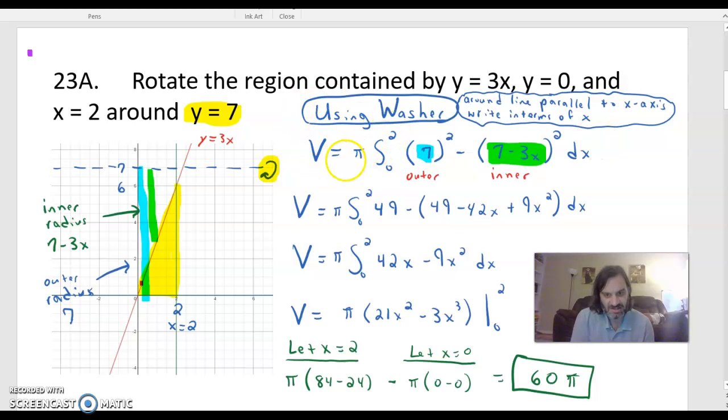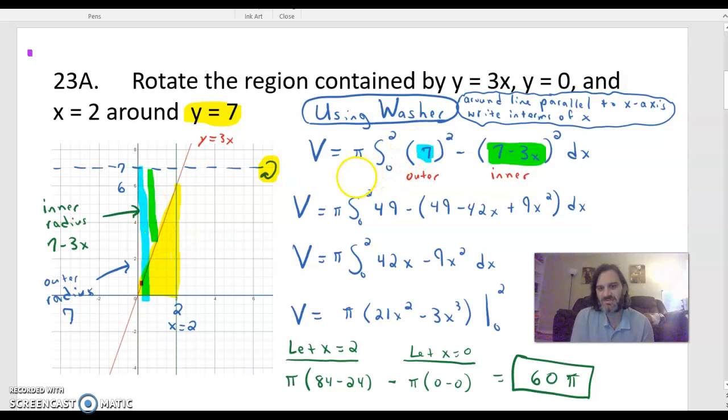So remember with the washer method, it will be pi times the integral of the endpoints, outer radius minus inner radius. So looking at this from the line y equals 7, the outer radius would be the full 7. It would be from 7 back to the x-axis, it would be the full 7. And the inner radius would be the 7 take away what's under, 3x. So 7 minus 3x would leave us the inner radius.